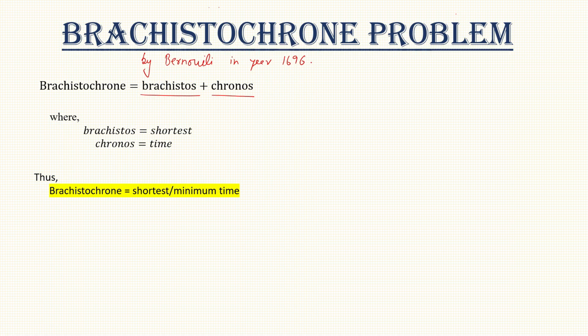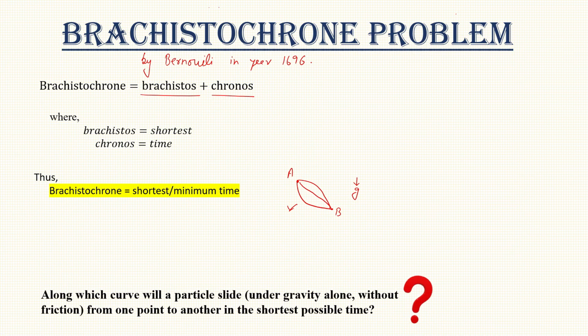This problem says that if a particle of mass m goes from point A to point B under the influence of gravity, then which path it should follow such that it takes minimum time. Alternatively, we can say along which curve the particle reaches point B in minimum time. And in the end, we will find that this path is a cycloid.